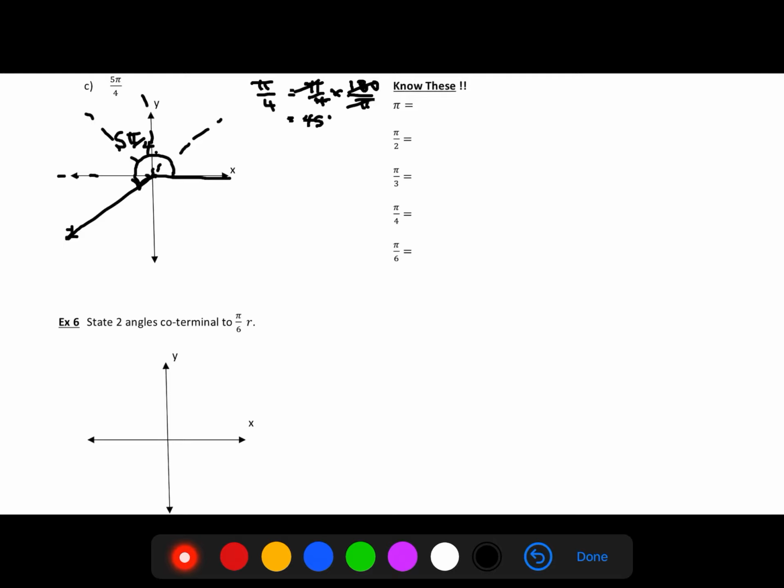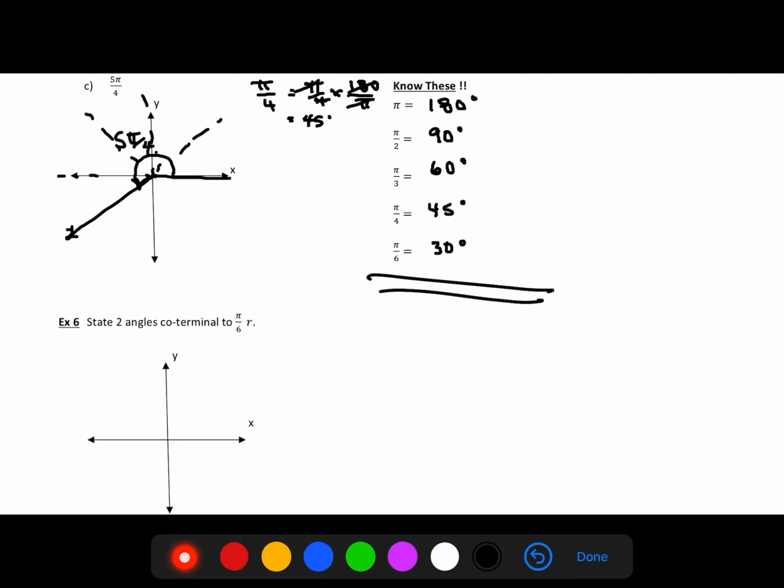So again, there are certain measures of radians that you need to know. Pi obviously is equal to 180. Dividing that by 2, pi over 2 is 90. Pi over 3, or 180 divided by 3, is a 60-degree angle. 180 divided by 4 is a 45-degree angle, and 180 divided by 6 is a 30-degree angle. We need to know these off by heart. It should almost be automatic.